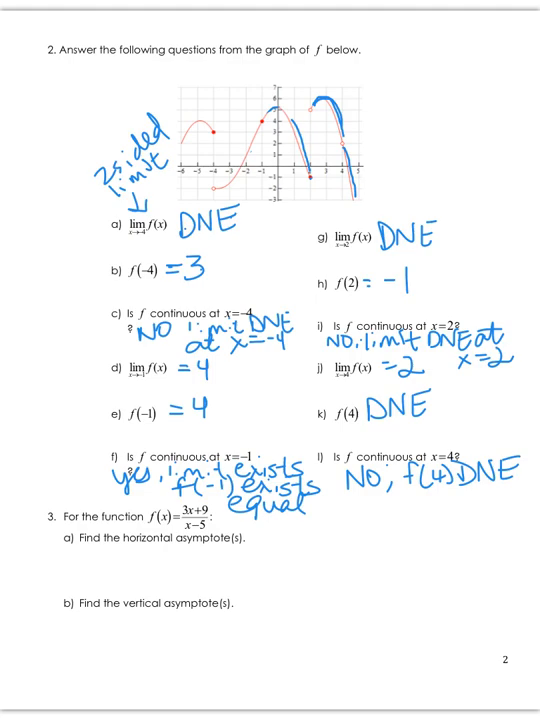All right, for the function f of x equals 3x plus 9 over x minus 5, find the horizontal asymptotes, find the vertical asymptotes. So this is just a reminder of how to do these. Remember, horizontal asymptotes, you've got the rules, like bottom heavy, top heavy, balanced. So this is balanced. X to the first on the top, x to the first on the bottom, so it's balanced. And that means that our horizontal asymptote is at y equals 3 over 1, or just 3. This isn't asking me to find the limit, it's just saying what's the horizontal asymptote.